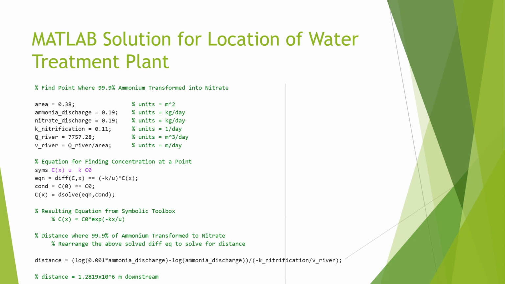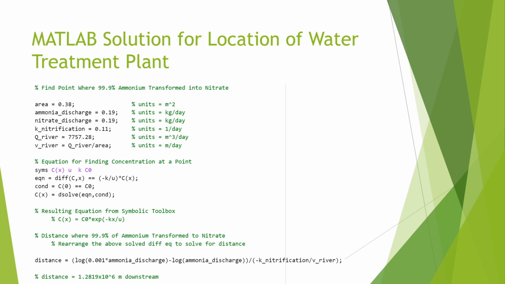So we say that the first concentration in this differential equation solution is equal to C naught. And then we solve the equation by saying C of x equals dsolve, and we use the equation and the condition. And below, we get the resulting equation from symbolic toolbox, which is the concentration as a function of x equals the initial concentration times the exponential of the opposite of the nitrification rate times distance over velocity.